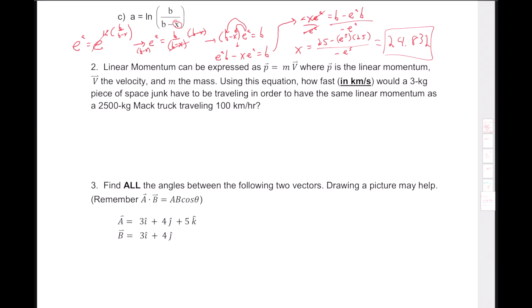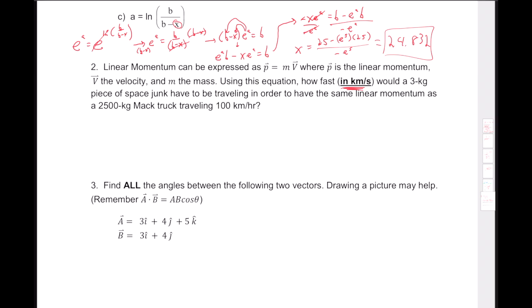Linear momentum, they tell us, can be expressed as p vector, where p vector is equal to m, mass, times velocity vector. Cool. Like we said above, momentum is a vector. So in this case, that's not going to really make a difference. But using this equation, how fast, and they give us units to shoot for, in kilometers per second, would a 3 kilogram piece of space junk have to be traveling in order to have the same linear momentum as a 25 kilogram Mack truck traveling 100 kilometers per hour?